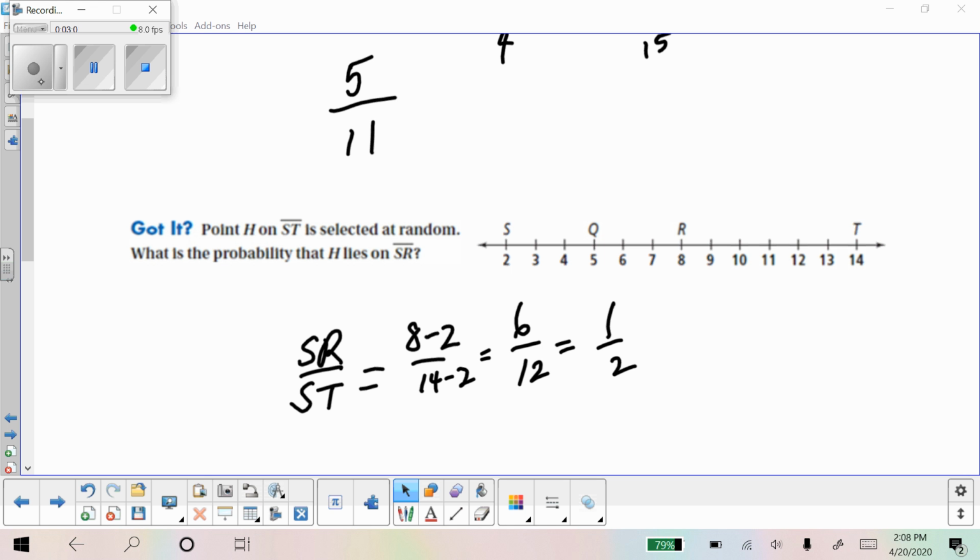Now, sometimes students get confused and think that when we say it's a point, it has to be a whole number point. That's not true. It could be any real number between S and Q. So that's why we can say that it's the length of, say, SR, because it could be anywhere on that line. So we want the length of that line. And then the total length is that line.